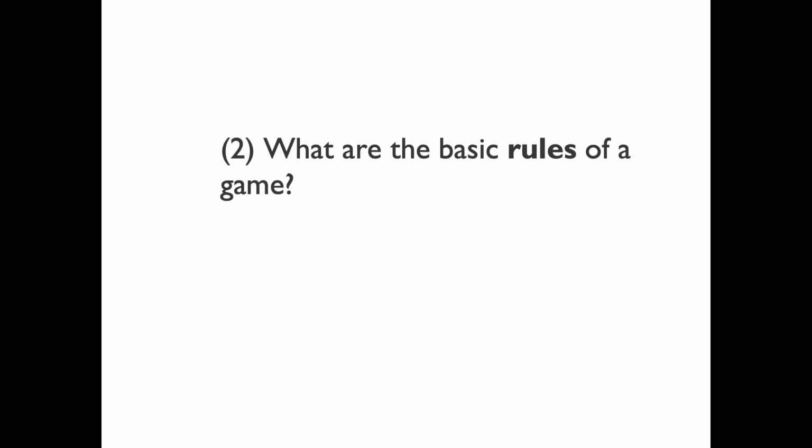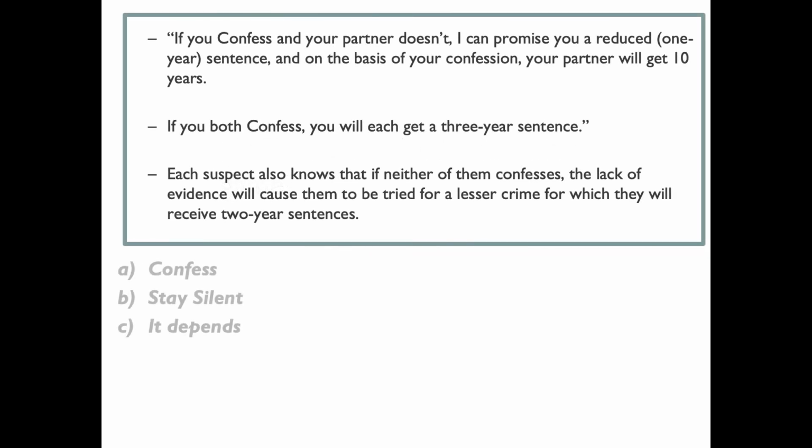So once we establish this is a game, then what are the basic rules of a game? Well, in essence, we have 4 basic rules of a game. The first one is the list of players. And on this one, we have 2, right? So we have two criminals. The second one has to do with the strategies. The rules tell you what they can do. What they can do is to confess or not.